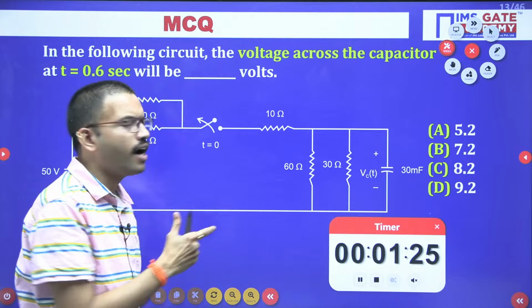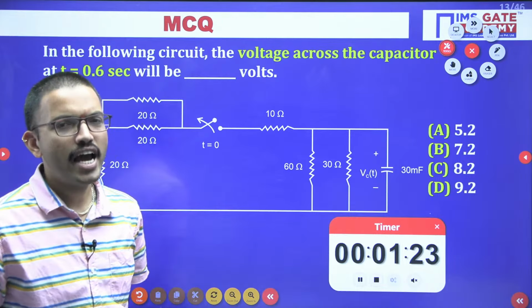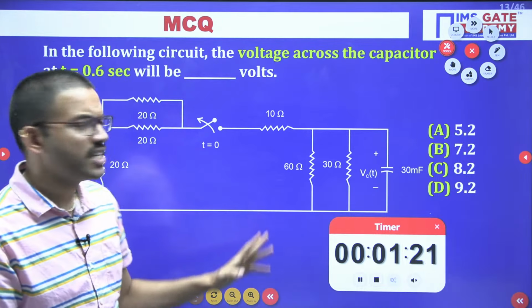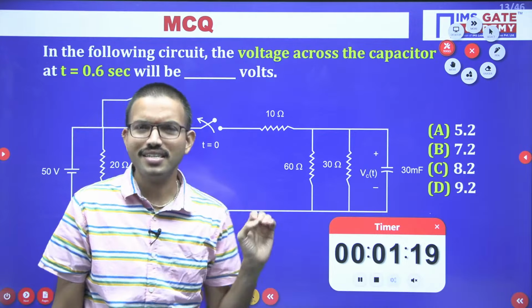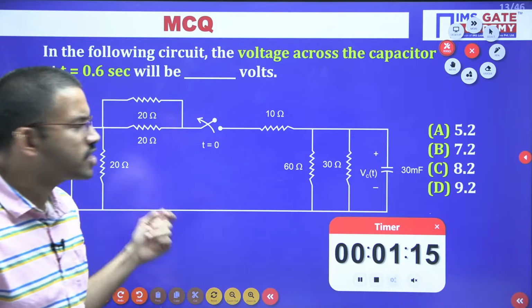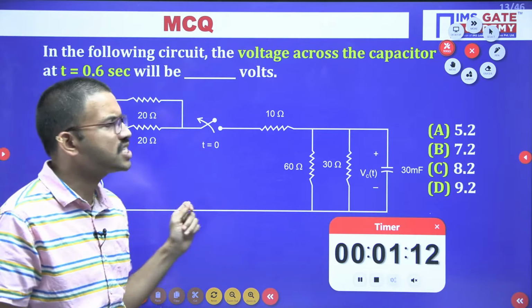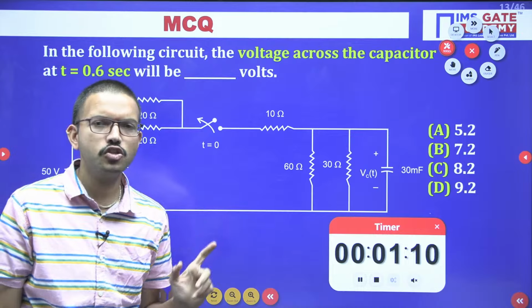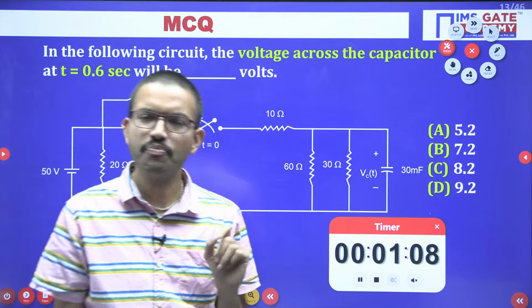But meanwhile, all of you give it a try. Whoever has good knowledge about transients, please give it a try, and whoever feels the transients chapter is tough, you can still give it a try. Just have some patience. I am going to discuss 2 questions regarding transients. With the help of these 2 questions, you will get good command over the transients topic.